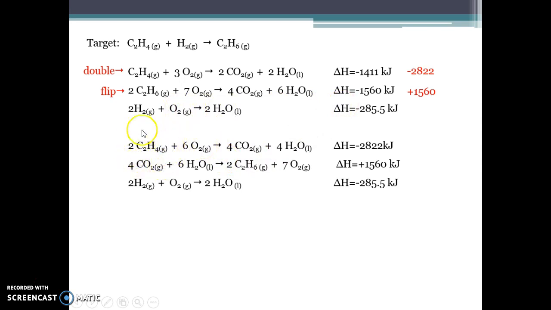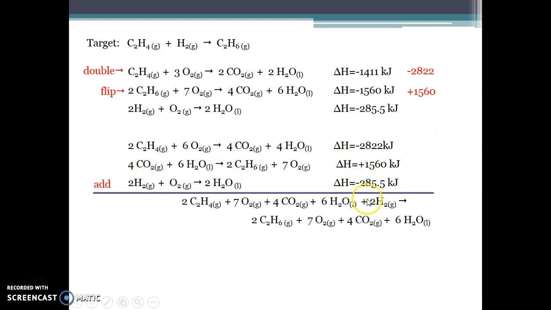So now I've got 2C2H4, 2C2H6 on the correct side, and 2H2 on the correct side. So I'm going to add those together. So what do I wind up with? Everything on the reactant side gets combined.